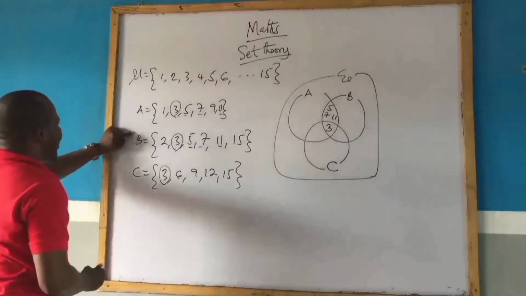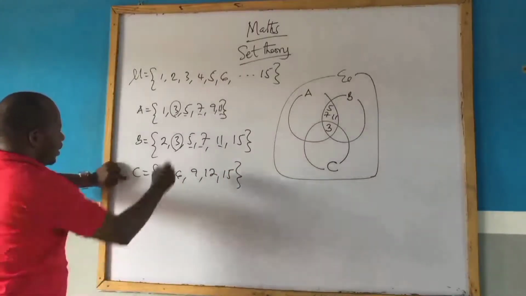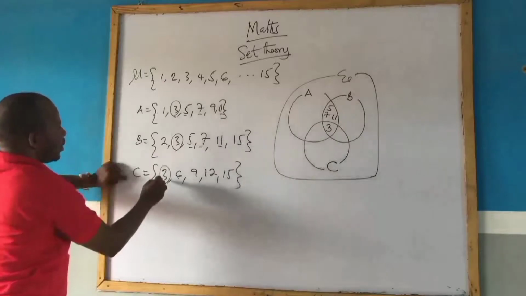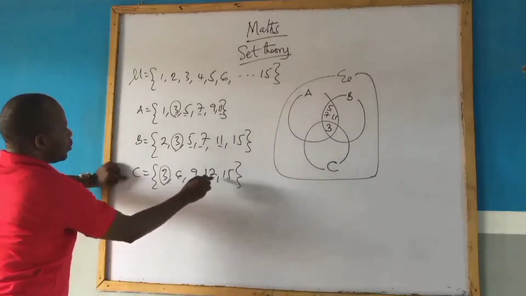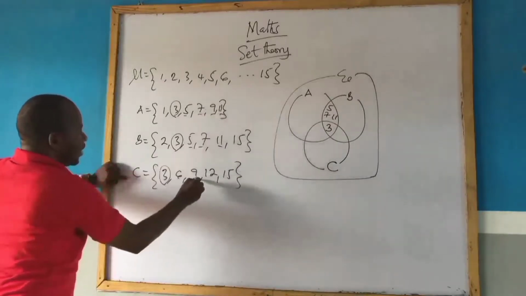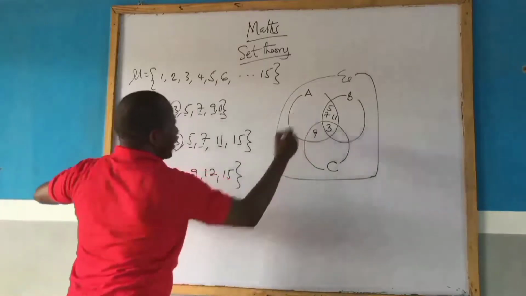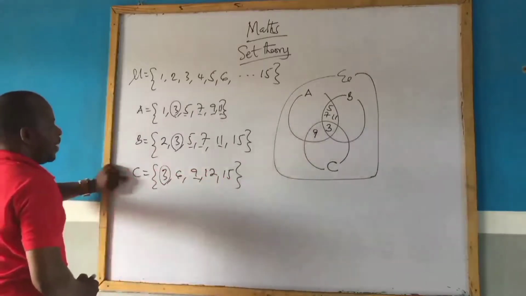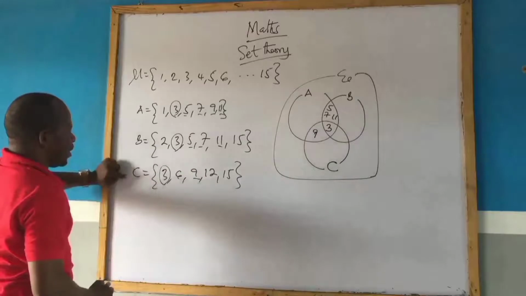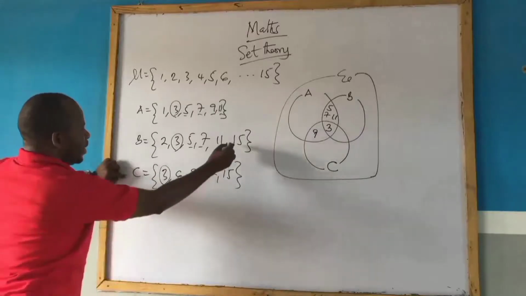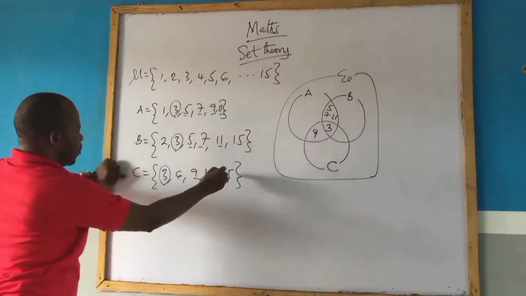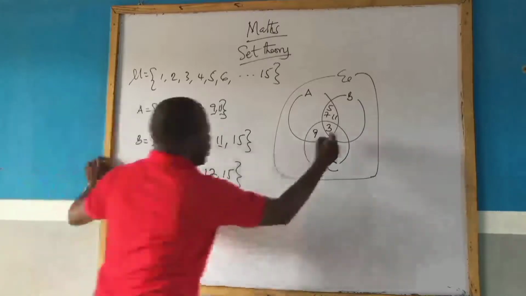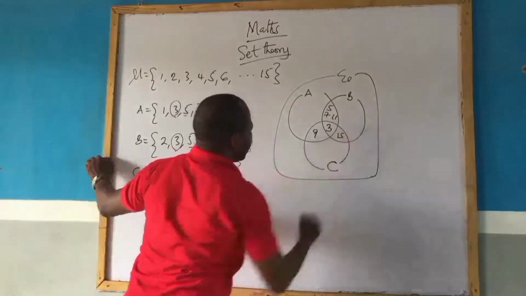Then, if you look at A and C, there is 3, 5, no, okay, there is 9, so you have 9. If you look at B and C, there is 15. Which other one? Nothing. So this place, 15.